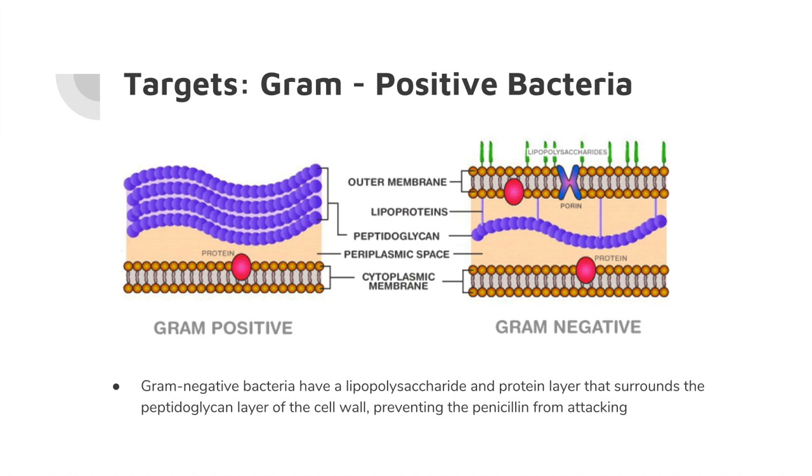Beta-lactam antibiotics are also the most widely used group of antibiotics. So penicillin targets specifically gram-positive bacteria. This is because gram-negative bacteria have lipopolysaccharide and protein layers that surround the peptidoglycan layer of the cell wall, which prevents the penicillin from attacking. Further research has allowed some penicillin to attack some gram-negative bacteria, but that research is still in development.